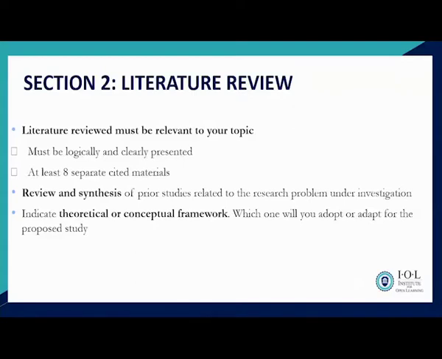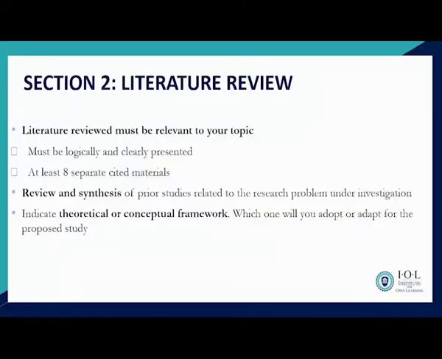We are saying at least 8 separate cited materials that you can use. If you have a journal, maybe books, we are talking about primary sources like previous studies that were done in that field. So at least you should use 8 cited separate materials. So you should have at least a review and synthesis of prior studies related to the research problem under investigation. And then you should, very important, indicate the theoretical or conceptual framework which one you will adopt and adapt for this proposed study.